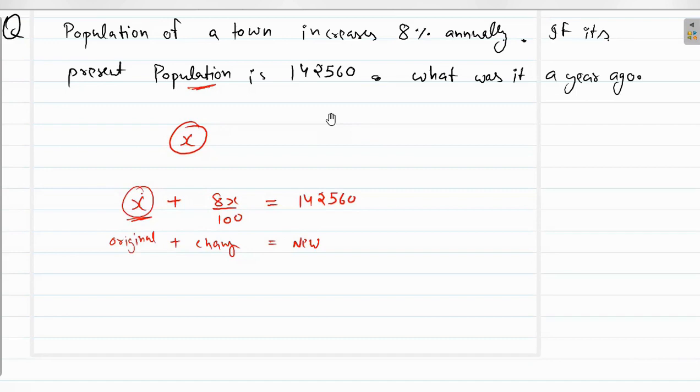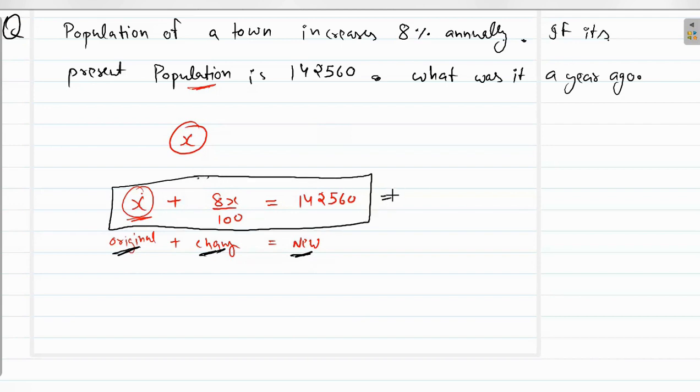Because the increase and decrease percentages for the previous or the next amount will not be the same. They will change accordingly. So just keep it in mind. So we have to use this method: original plus the change is equal to the new. So I can say this equation, I got a linear equation. I can solve it. How will you solve it?